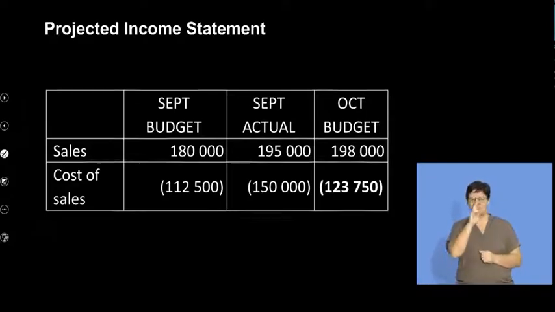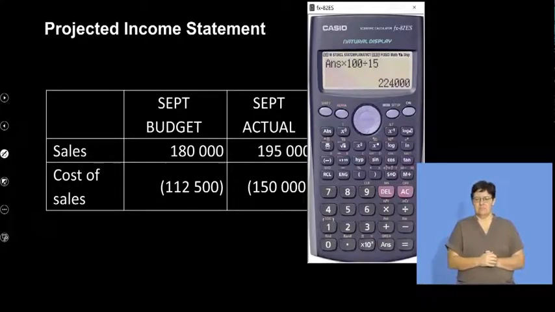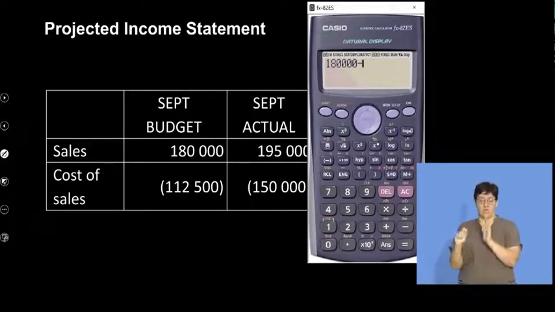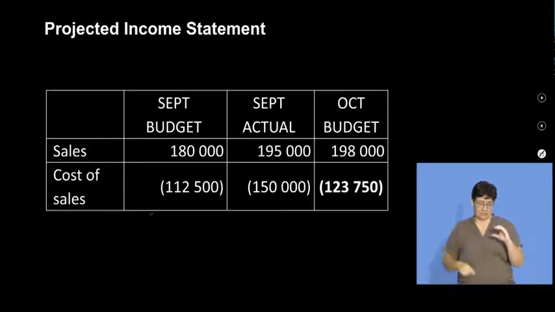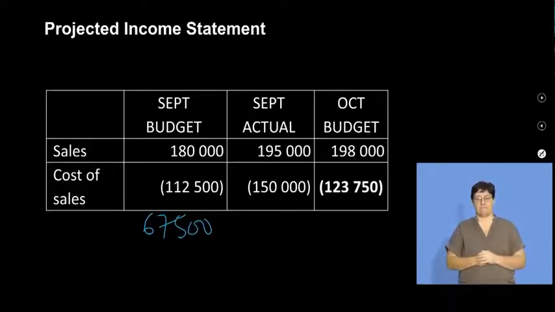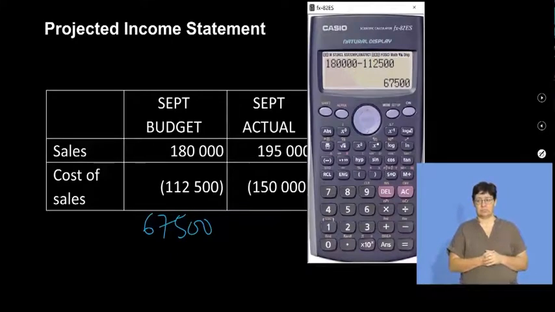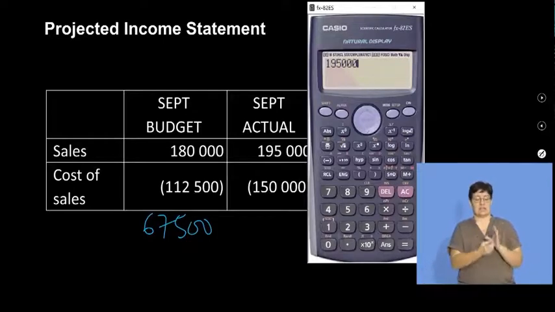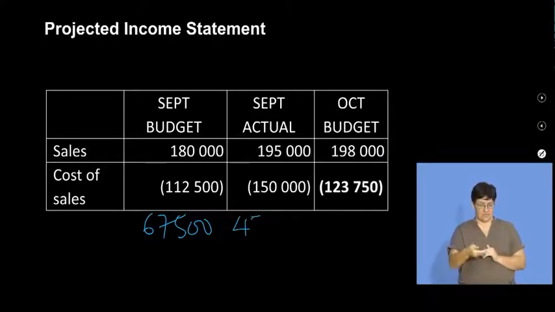Let's do this calculation here so we can see what we're talking about. If we take the 180,000, which is your selling price, minus your cost of sales of 112,500, this will give you a 67,500 gross profit. Okay, let's take that further. Let's do this one here. 195,000 is your actual sales figure minus your cost of sales of 150,000. Clearly you can see here 45,000.